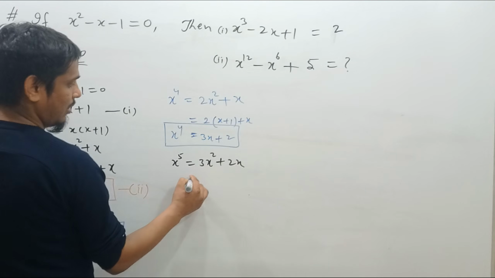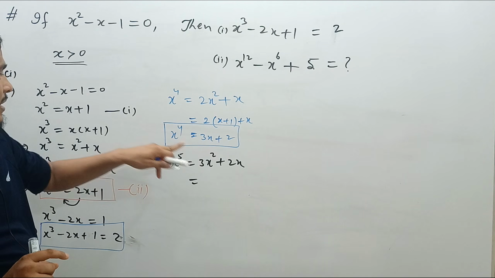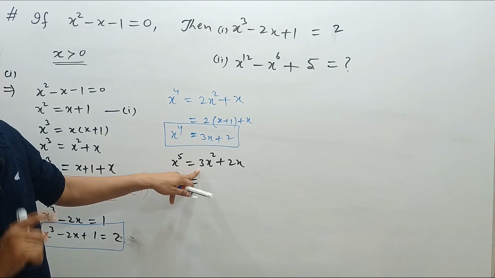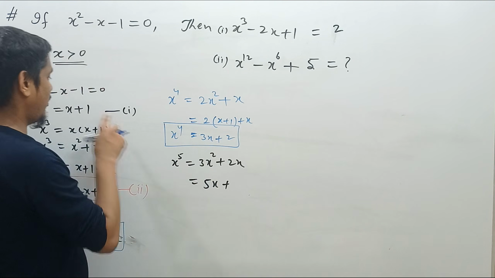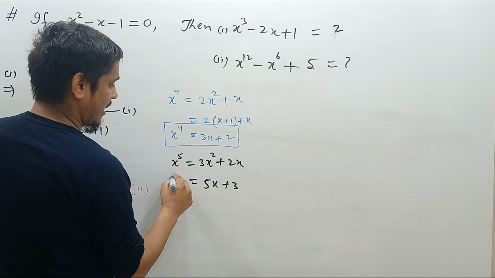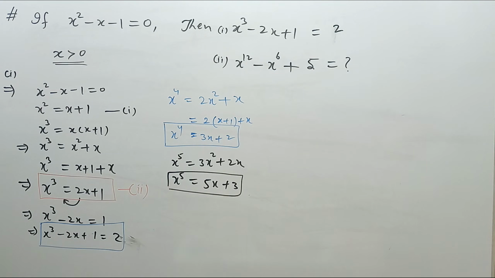So this will become what? Then 3 times x. If I'm substituting this 3x square, x square is x plus 1. So 3 times x and 2 times x is what? 5 times x plus 3 times 1 is 3. So x power 5 is equal to what? This one, 5x plus 3.